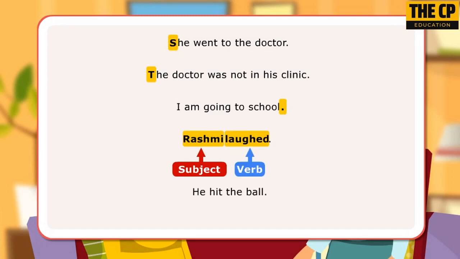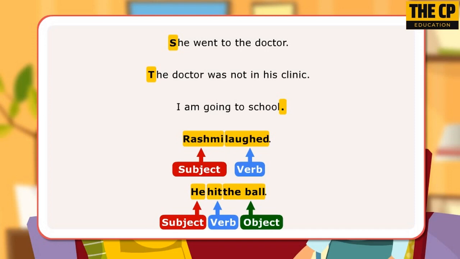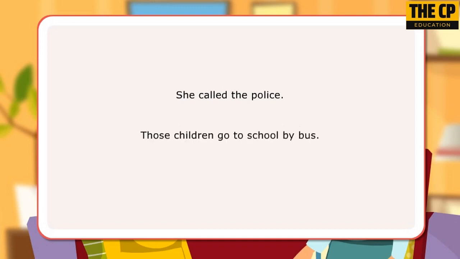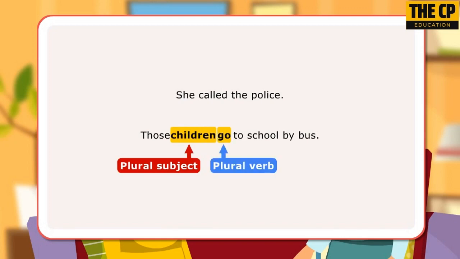Subject plus verb plus object is the basic word order in a sentence. He hit the ball. He, subject; hit, verb; object, the ball. A sentence must present a complete thought that can stand alone. She called the police. There must be subject-verb agreement in a sentence. Those children go to school by bus. Plural subject children takes the plural verb go.